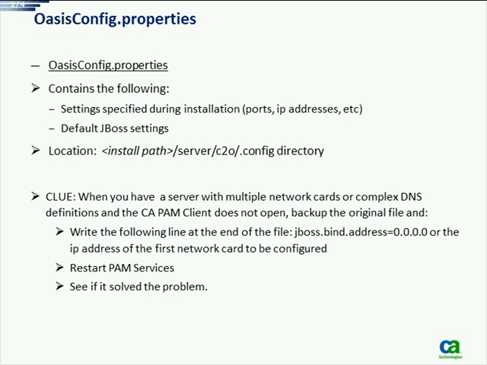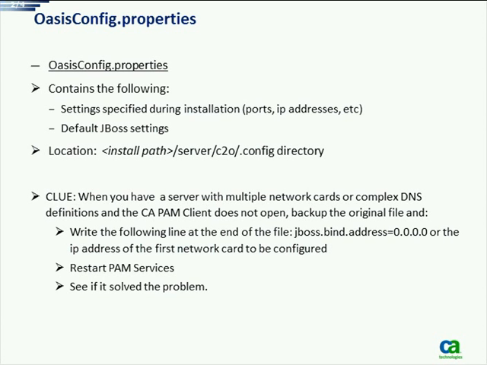When you have a server with multiple network cards or complex DNS definitions, and the CFM does not open, back up the original file, the already config.property, and write the following line at the end of the file: jotabot.bind.address equals 0.0.0.0. Or you can try the address of the first network card.